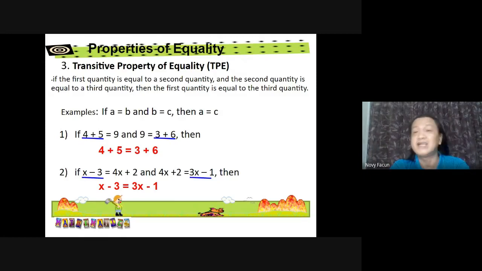Yun yung ibig sabihin ng transitive property. There are three quantities being compared, but the first and last term should be equal. Yun yung ibig sabihin ng transitive. Meron kang comparison, but they are equal.